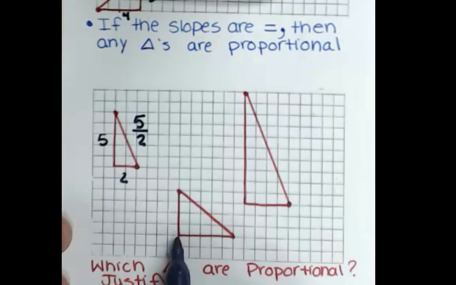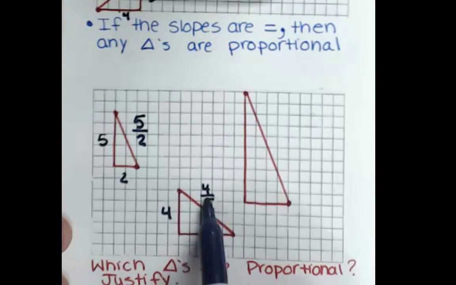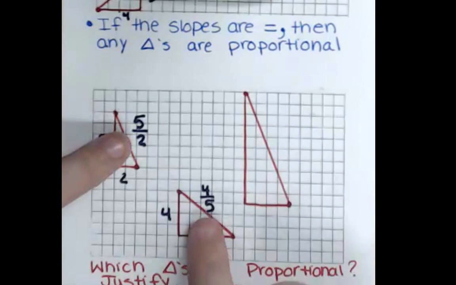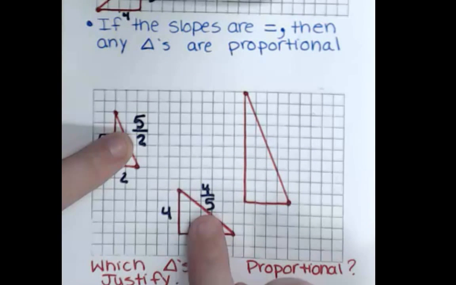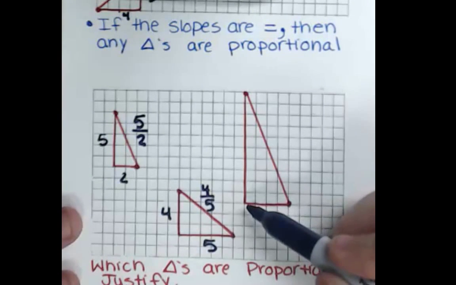The slope of this line is found by finding the rise 1, 2, 3, 4, the run 1, 2, 3, 4, 5, which is 4/5. We can see that because these two slopes are not equal, these two triangles are not proportional. So we check the third one.